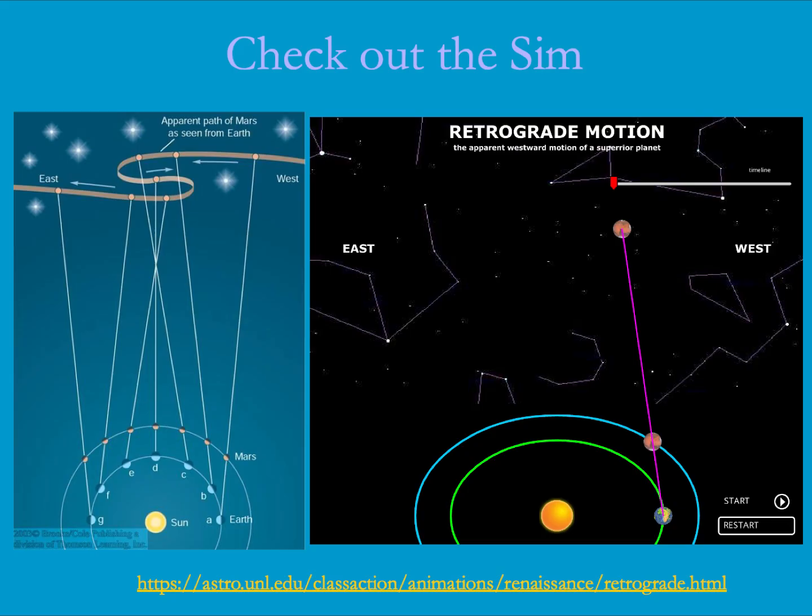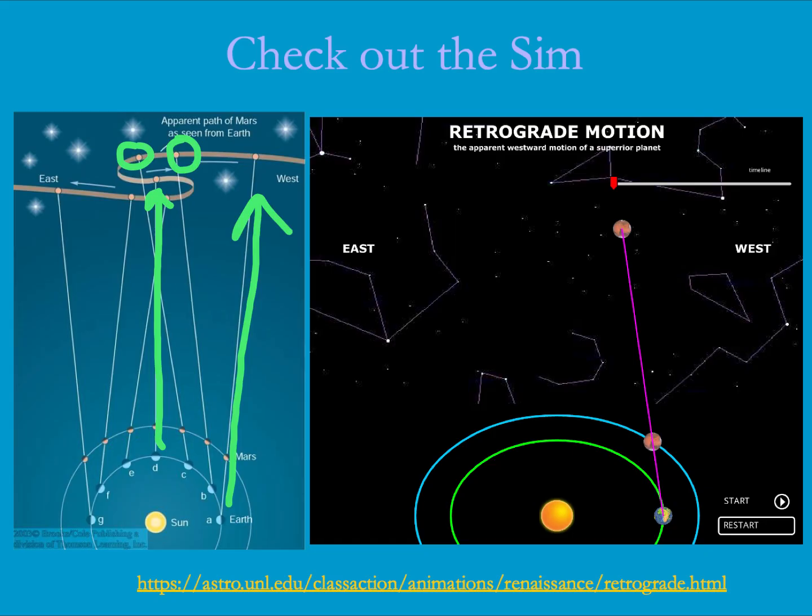The retrograde motion of planets is explained by looking at the diagram on the left. At position A, Earth looks toward Mars, seeing it in the west. As Earth moves to positions B and C, we see Mars appearing to move east. But since Mars travels more slowly than Earth because it's farther away from the sun, once Earth gets to position D, Mars looks like it's traveling backwards.